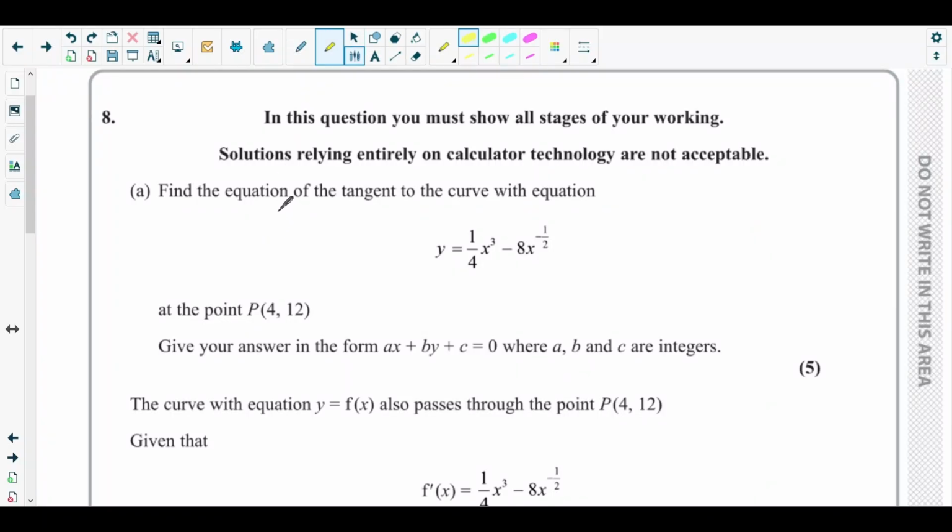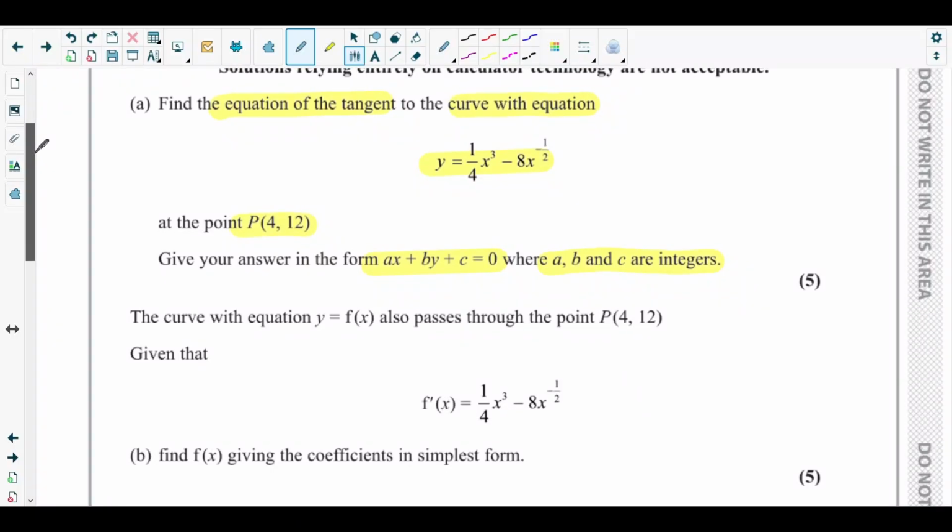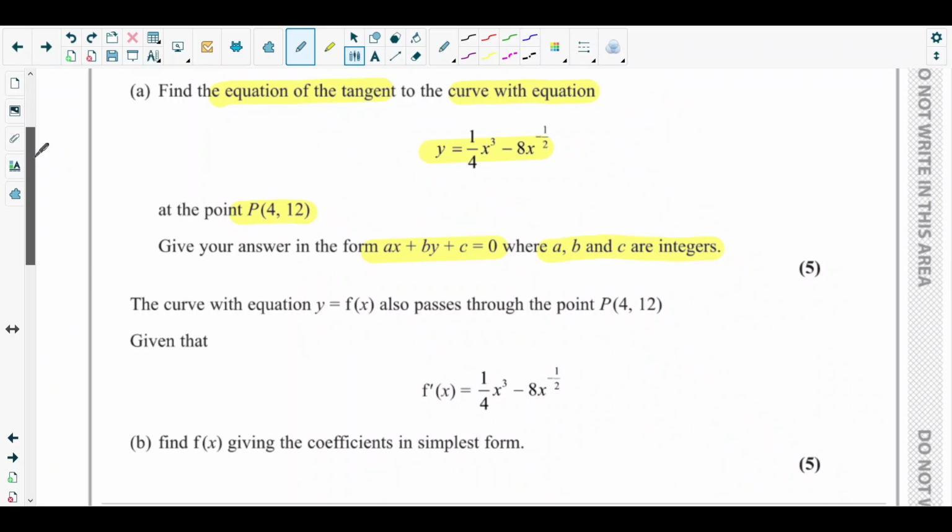Here the question is asking to find the equation of the tangent to the curve with equation y equals 1 over 4 x cubed minus 8x to the power negative half, at the point P, where the x coordinate is 4 and the y coordinate is 12. Give your answer in the form ax plus by plus c equals 0, where a, b, and c are integers. So basically we need to find the equation of the tangent to the curve y equals 1 over 4 x cubed minus 8x to the power negative half, at the point 4, 12, point P.